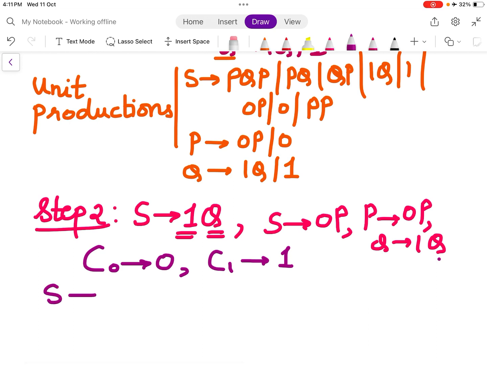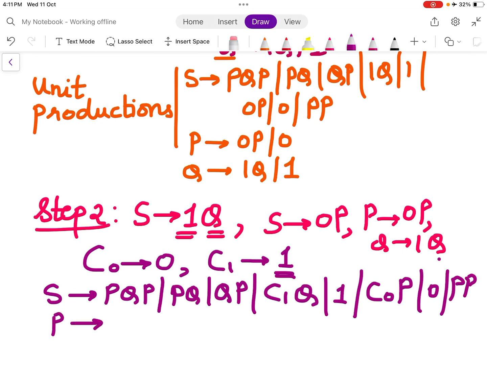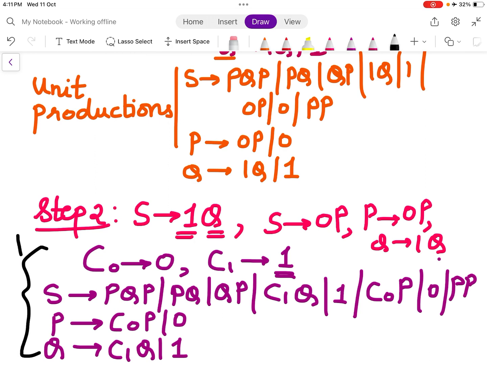So when you replace, you get S is PQP slash PQ slash QP slash, instead of 1, we have replaced it with C1, so C1Q slash 1, instead of 0P, C0P slash 0 slash PP. P, instead of 0, C0P, so C0P slash 0, instead of 1, C1Q slash 1. So this is the new production.